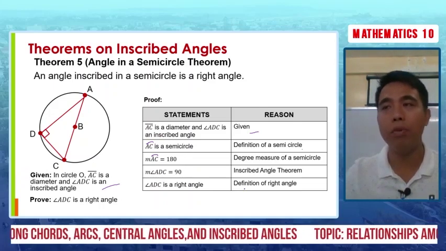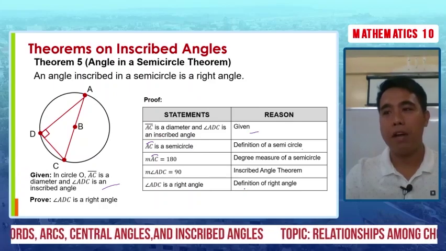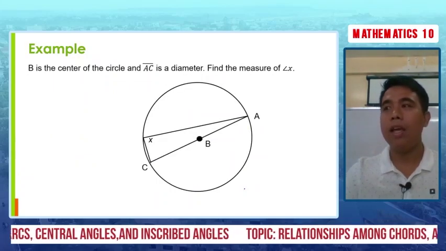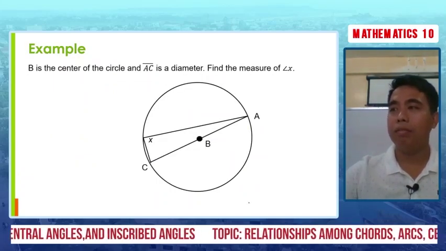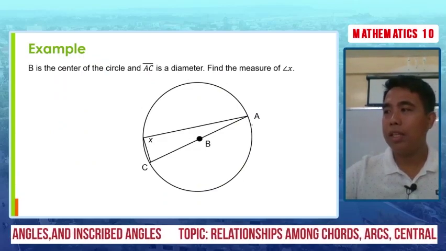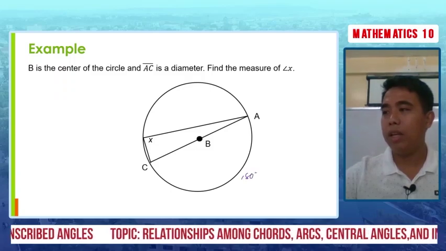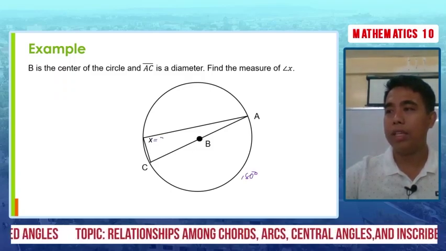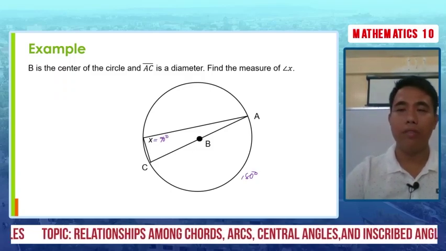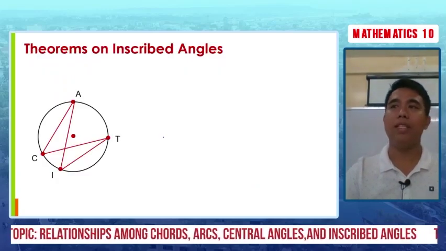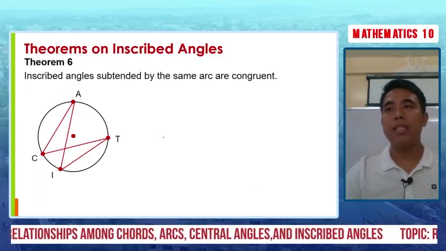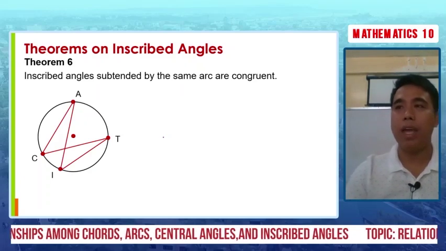So we are done proving Theorem 5. An example of that, yan. So if this arc AC is a semicircle that is 180, therefore angle X is 90 degrees. Ganun lang, very easy. Next, let's have theorems on inscribed angles.